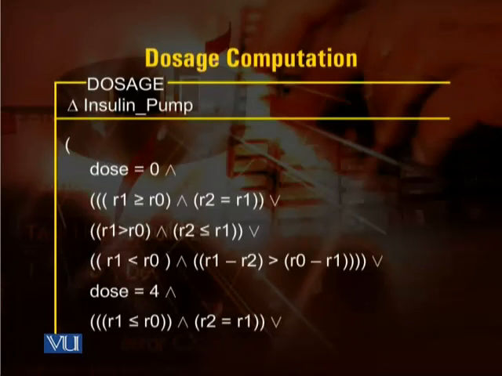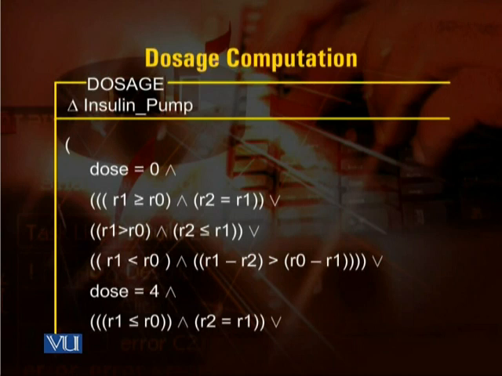Or R1 is greater than R0 and R2 is less than R1. Now what does that mean? It means, when we took the previous reading, that previous reading goes into variable R1. R1 was greater than R0. We probably injected some insulin or whatever. And now we have taken the current reading, and the current reading says that R2 is less than or equal to R1. That means there is a slight change. The blood sugar level is going down now.